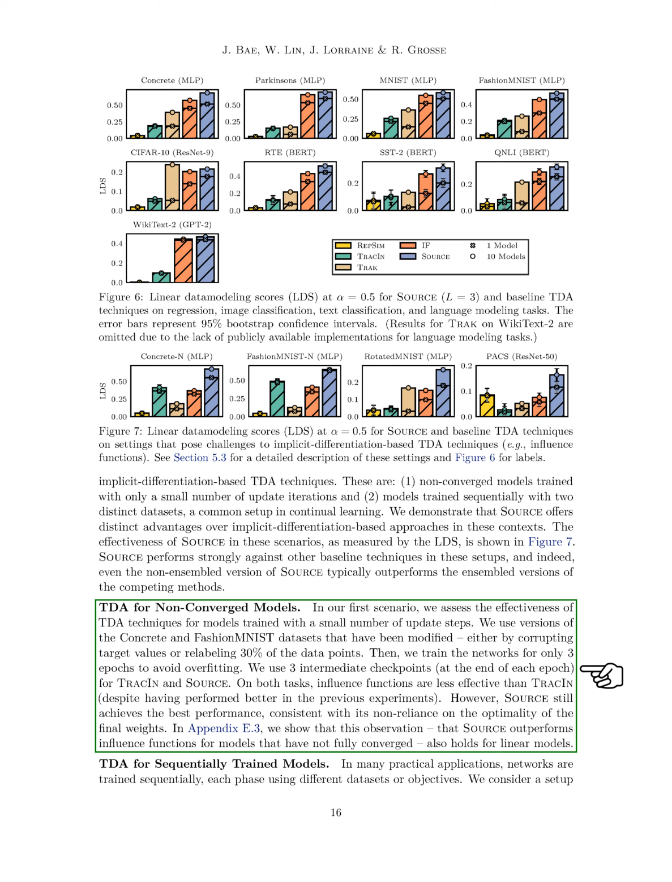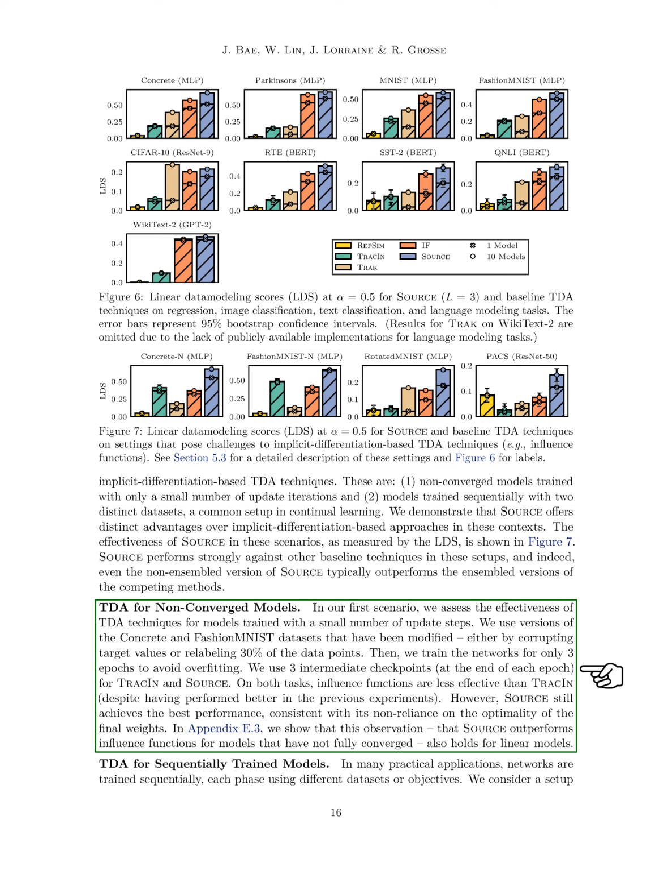In our experiments, we find that TRAC-IN outperforms influence functions on both tasks, although Source achieves the best performance overall due to its independence from the final weight's optimality. We also demonstrate that this trend holds true for linear models in a separate experiment.